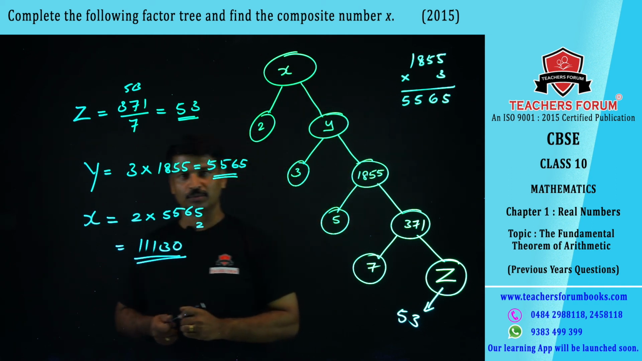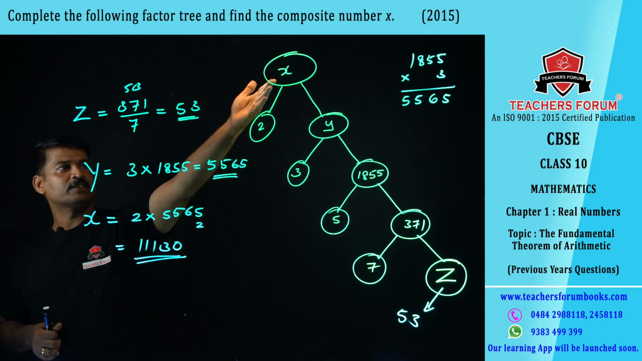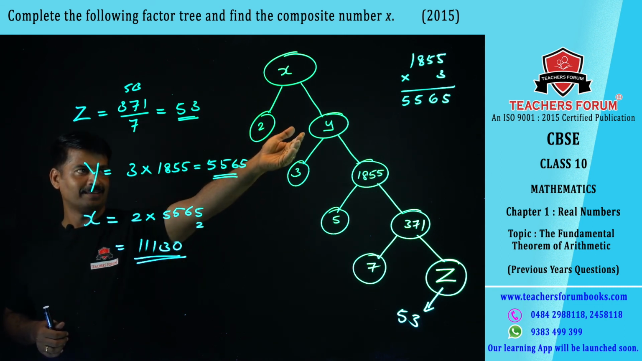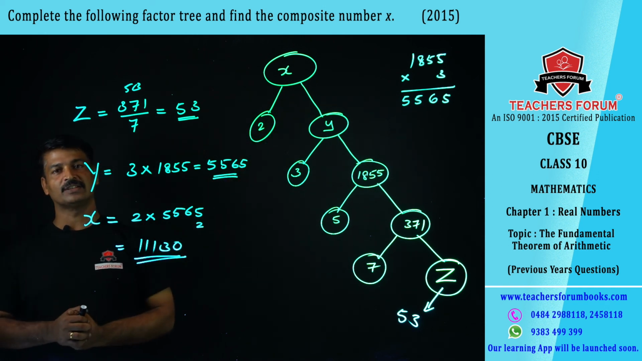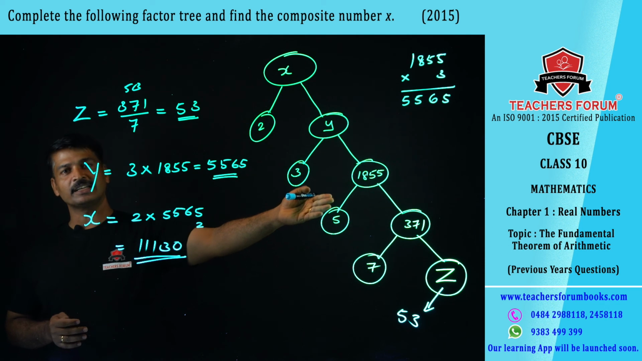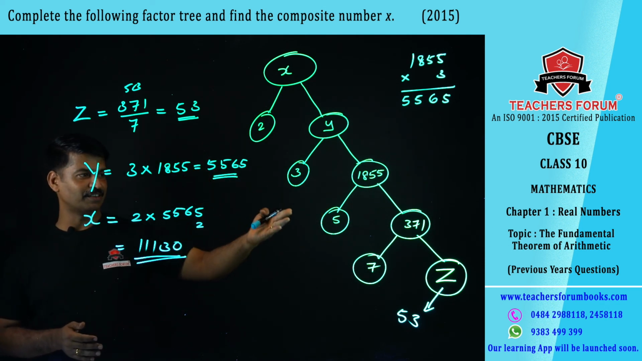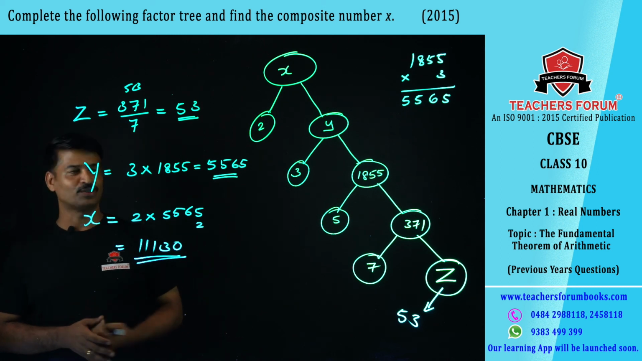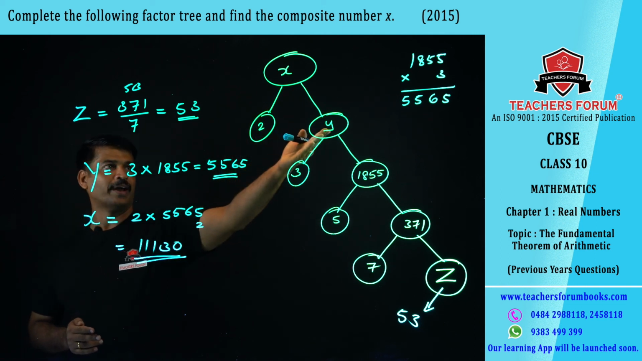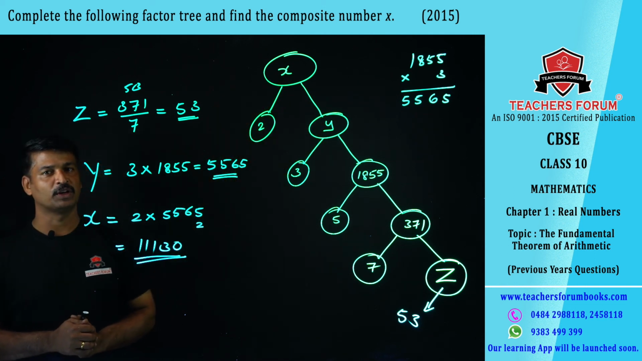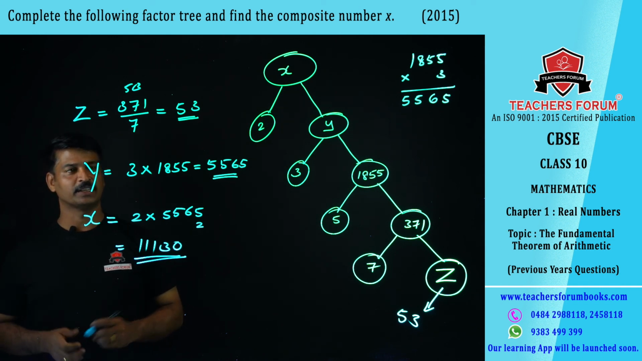I think it is clear to you. So it is a factor tree. Here x is factorized as 2 into y, y is factorized as 3 into 1855, 1855 is factorized as 5 into 371, 371 as 7 into z. So here we first find out what is z, then y, and then finally we got the value of x as 11,130. I think it is clear to you.